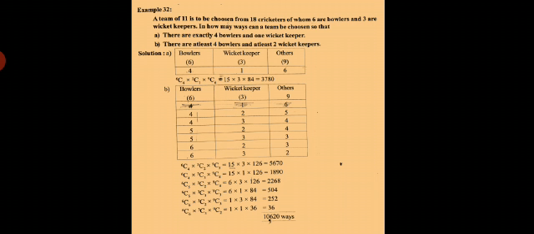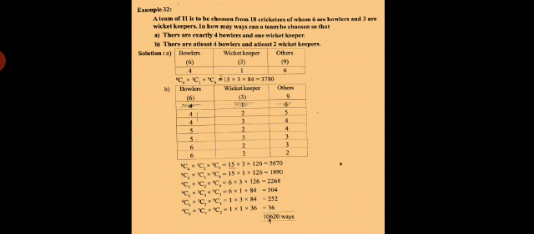Now, after all these 6 lines, the simplification part. Be careful here. Out of 6 bowlers, we are choosing 4. 6C4 into 3 wicket keepers, 3C2, into 9C5. Now write down this one, solve for this. You will get the answer as 5670.